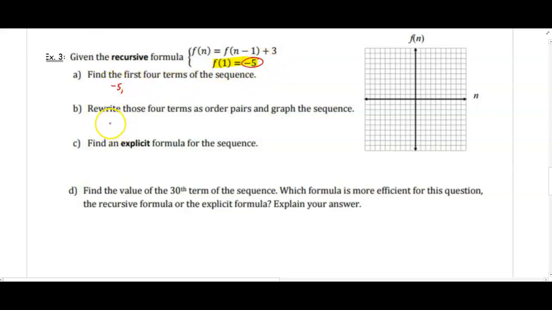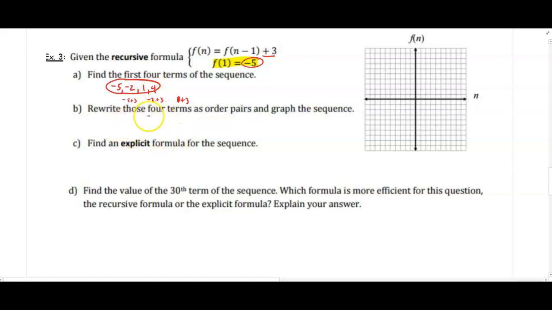So that would be -5. Then the next term, what are we doing to each term? We're adding 3. So the next term would be -5 plus 3, which would be -2. But then now I'm going to take -2, my previous term, and I'm going to add 3, so it would be 1. And then the next one would be 1 plus 3, which would give me 4. These would be the first 4 terms of the sequence.